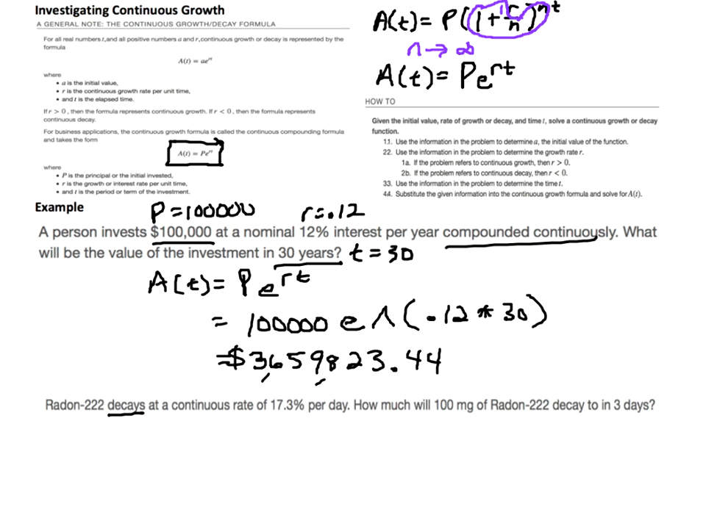Radon decays at a continuous rate of 17.3% per day. How much will 100 milligrams of radon-222 decay to in 3 days? So we still want to know what our accumulated value is.